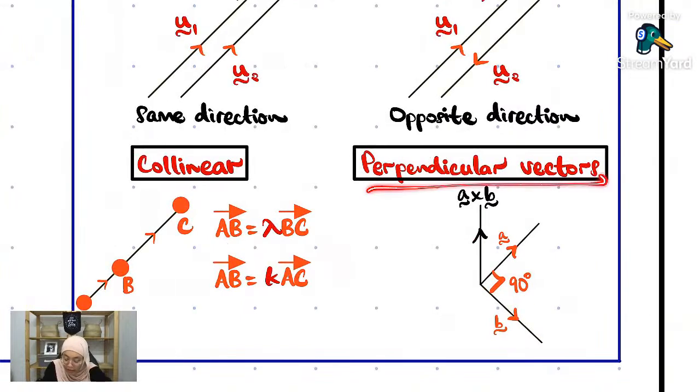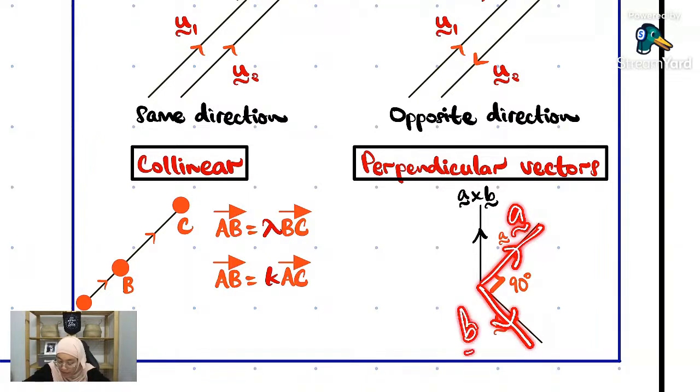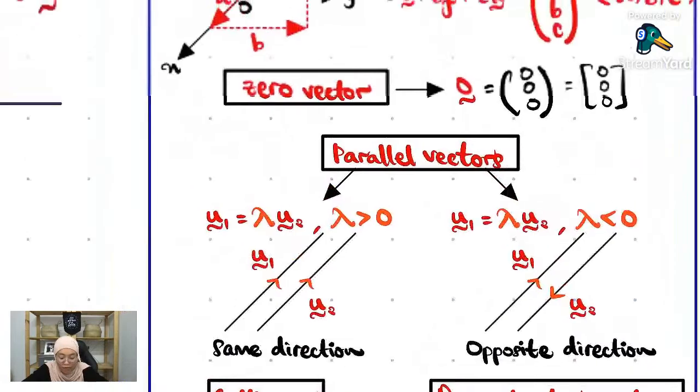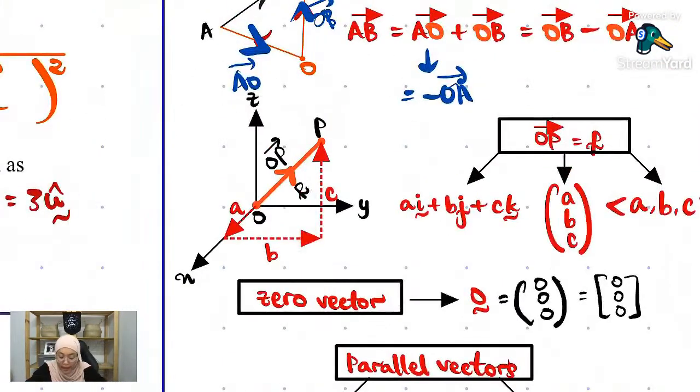While for perpendicular vectors, make sure you make it 90 degrees from vector A to vector B. And so from here we will notice we can get A cross B. This you will learn more in 5.3, vector products. This one is not yet. Just know that these are perpendicular vectors, 90 degrees. And that's it. So those are the types of vectors whose names you at least got to know.